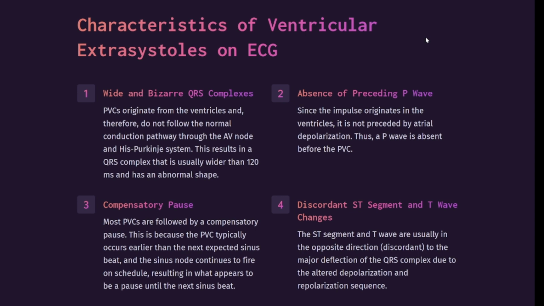3. Compensatory pause. Most PVCs are followed by a compensatory pause. This is because the PVC typically occurs earlier than the next expected sinus beat, and the sinus node continues to fire on schedule, resulting in what appears to be a pause until the next sinus beat. However, the interval from the sinus beat before the PVC to the sinus beat after the PVC is typically twice the normal sinus cycle length, not truly a pause.